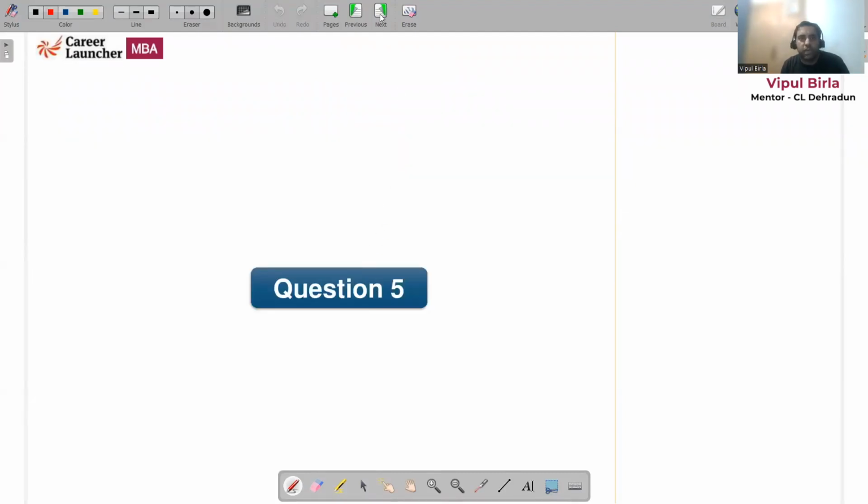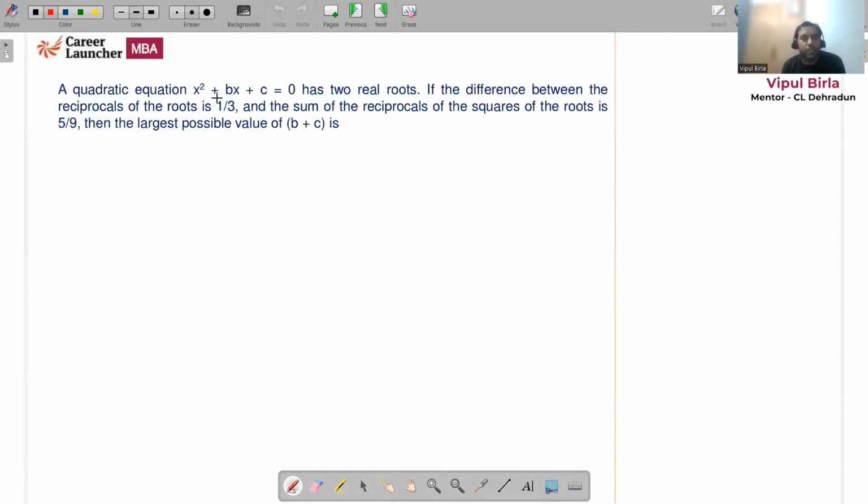Let's look at question number 5. A quadratic equation x squared plus bx plus c is equal to 0 has two real roots. Okay, if the difference between the reciprocals of the roots is 1 by 3 and the sum of the reciprocals of the squares of the roots is 5 by 9, then the largest possible value of b plus c is.